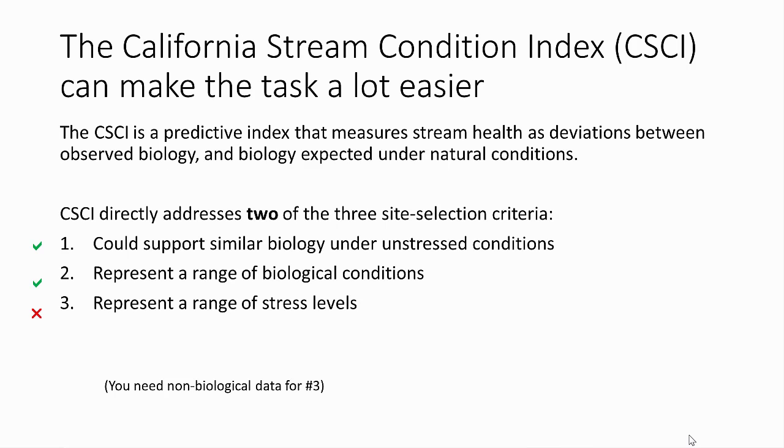The California Stream Condition Index actually directly addresses 2 of those 3 criteria. You've heard a lot about the CSCI. It's a predictive index. It basically looks at the environmental setting of your stream, looks at the basin characteristics, and it predicts what kind of taxa you might find at your site and what your biological metrics might look like. And you measure condition as a deviation between your observed and expected biological condition. So that means you're getting at least 2 of these 3 criteria. 1, it can tell you if your 2 sites could support similar biology, and 2, it shows you the range of conditions that your data set has.